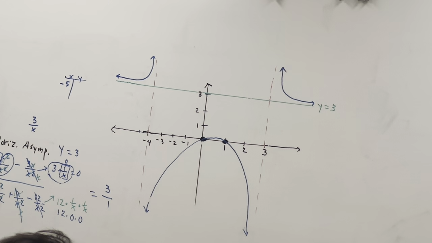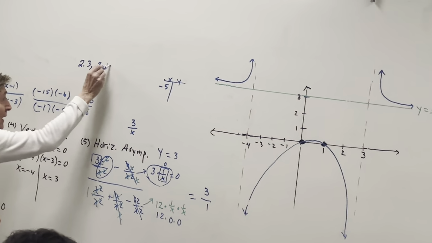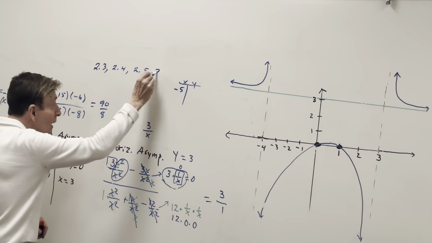I think it starts out with 2.3. Hang on now, look at this one. 2.3. 2.4, I think it's listed. 2.4, 2.5, 6 and 7. Oh, yes.